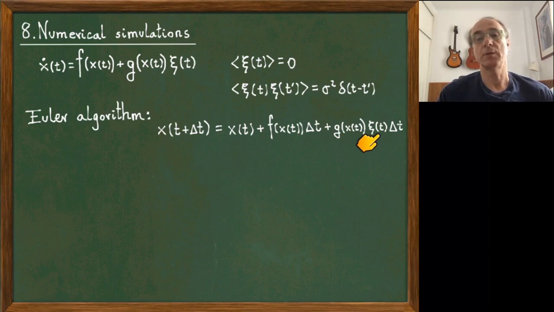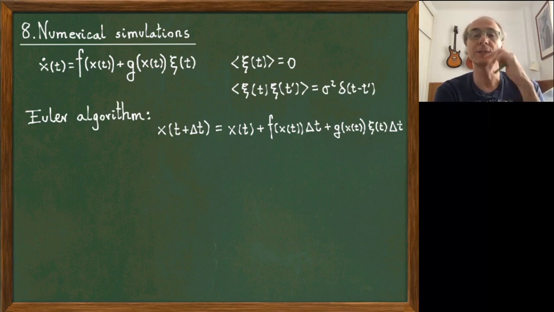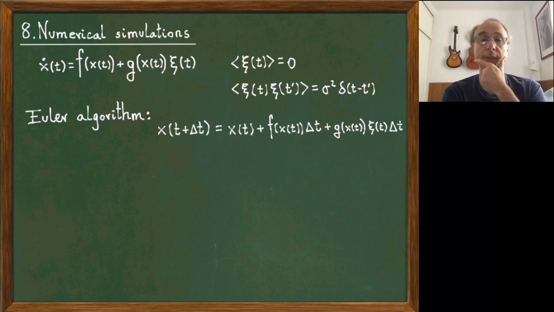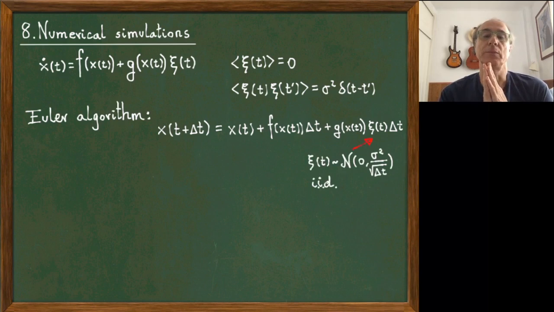There is a first problem here on what we should put here. Remember that the white noise is a Gaussian variable, but with infinite dispersion. But we also saw when we introduced the white noise that the delta of t minus t prime in the correlation, when you discretize, reflects the fact that for the Wiener process the increment squared goes like delta t. So when we divide by delta t to try to calculate the derivative, we get something which diverges as 1 over square root of delta t.